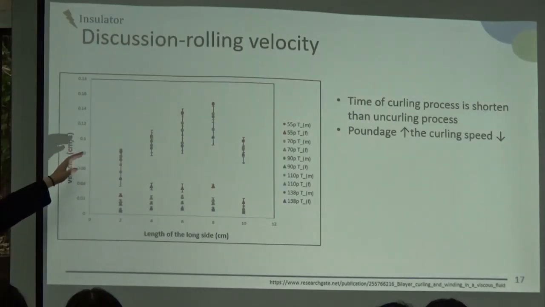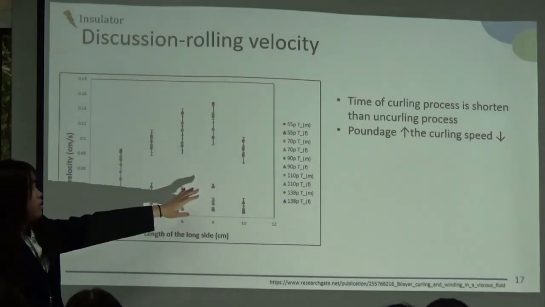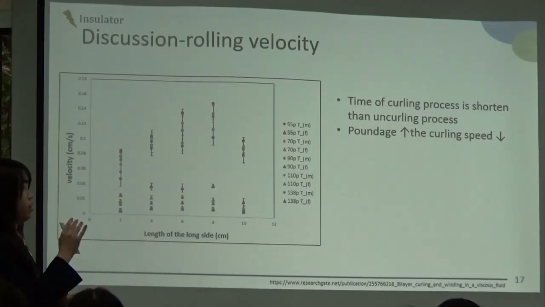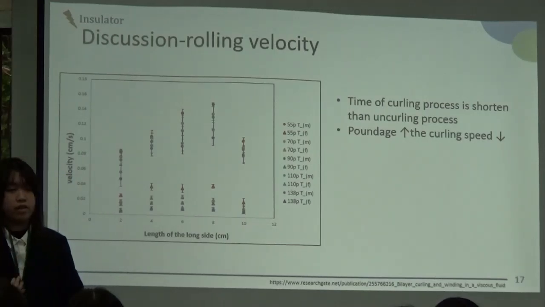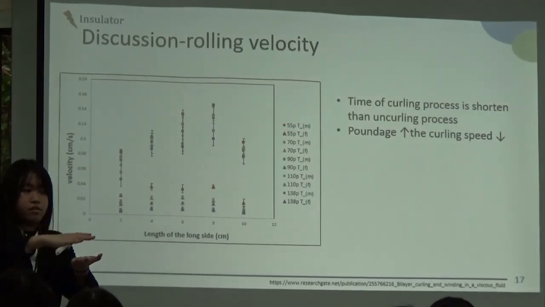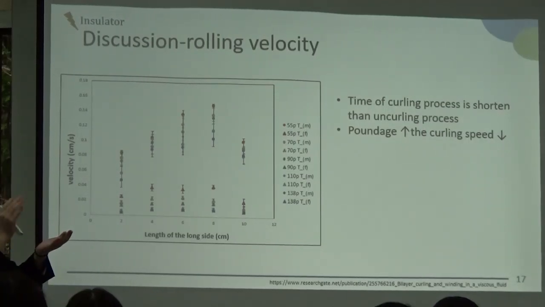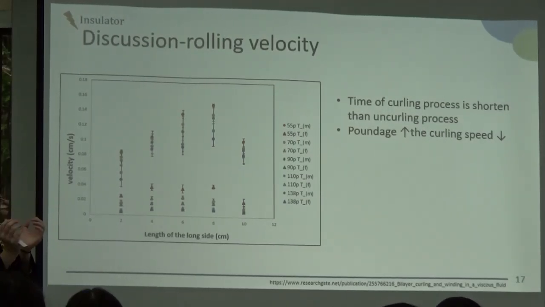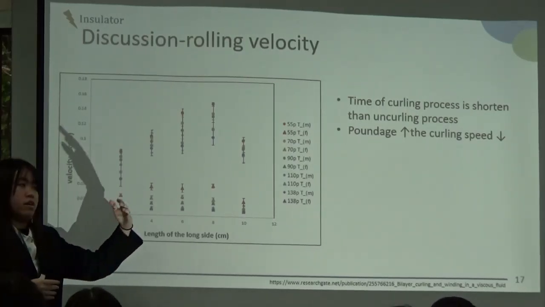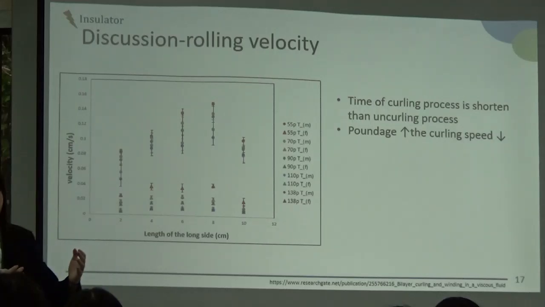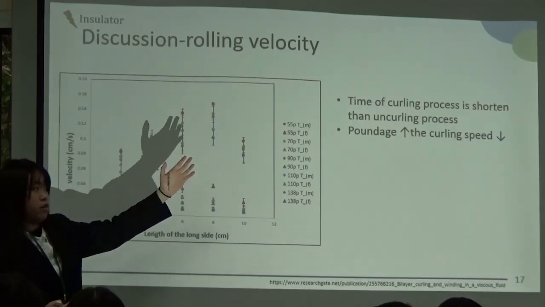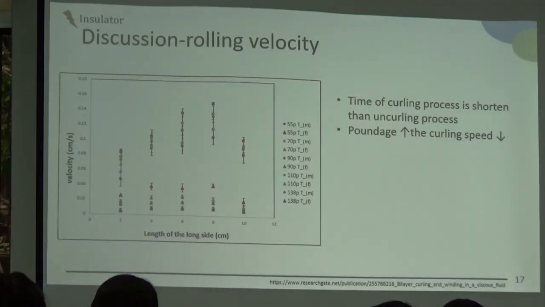And this is our discussion for the rolling velocity. In the graph, we can see that the time of the curling process is shorter than the uncurling process. My explanation is that at first the tracing paper is all put on the surface of water. But after it starts to curl, some parts of it won't touch the water, so the speed of water absorption will be slower. So I think that's why the time of the curling process is shorter than the uncurling process.